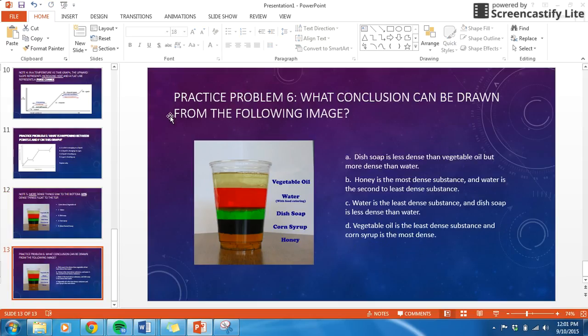And our final practice problem. What conclusion can be drawn from the following image? So it's our same image that we have. Is it A, dish soap is less dense than vegetable oil, but more dense than water? B, honey is the most dense substance, and water is the second to least dense substance? C, water is the least dense substance, and dish soap is less dense than water? Or D, vegetable oil is the least dense substance, and corn syrup is the most dense?